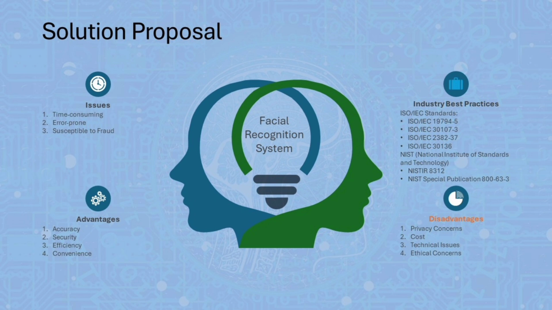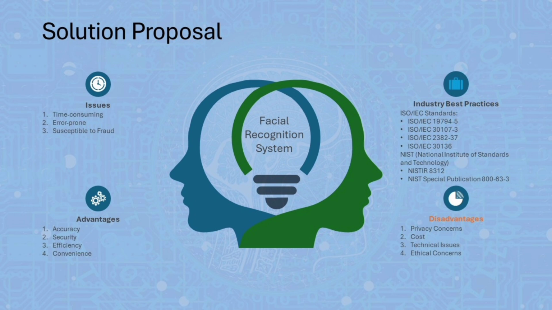The next one is 30107-3. This standard provides guidelines for detecting and mitigating presentation attacks on biometric systems, including facial recognition. Then there's 2382-37. It defines terms and concepts related to biometrics, including facial recognition. And the last one in the ISO series is 30136. This standard addresses performance testing methods for protecting biometric templates, ensuring data security and integrity.